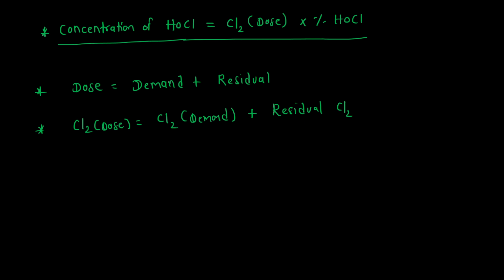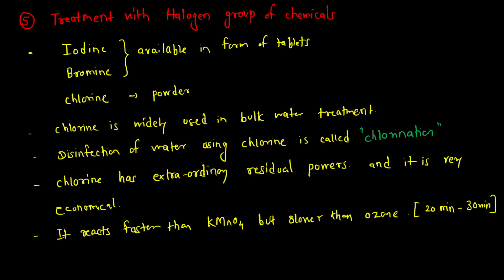Other than this, there should be some extra chlorine present in the water, which provides residual power against future contamination of water, and that chlorine is called residual chlorine. So we have to take both these amounts of chlorine into consideration. If we add them, we get the chlorine dose, and this dose should be added during the treatment so as to meet all the demand and the residual powers. So that's it for treatment with halogen chemicals. In the next video we'll see the various forms of chlorine, that is sodium hypochlorite and bleaching powder, and some problems related to it.